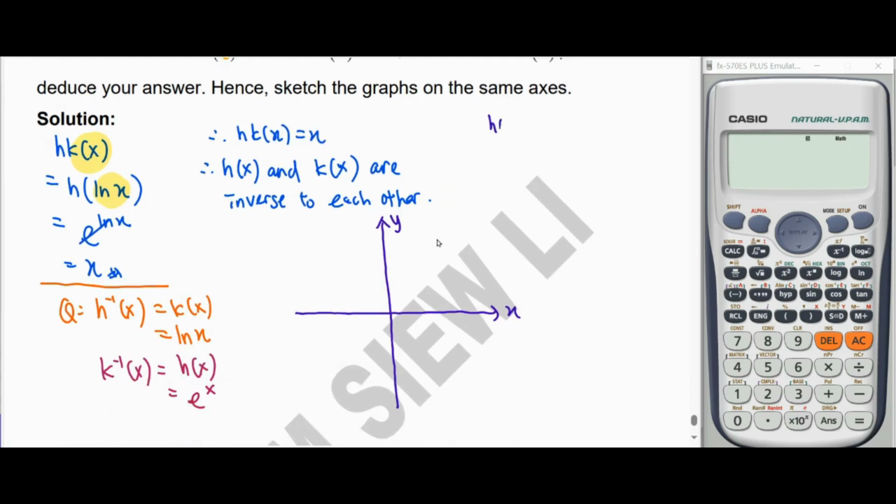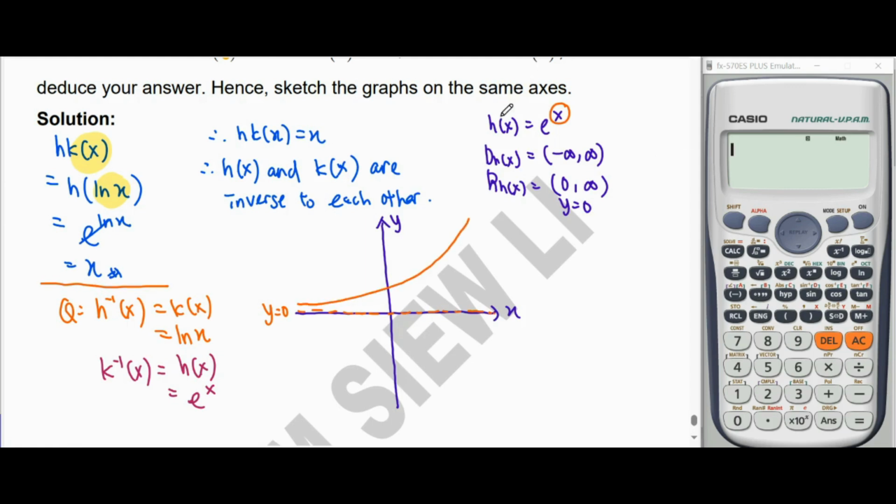So h(x) is an exponential function. Domain, it is always negative infinity to infinity. Their range, when we graph this exponential, we get 0 to infinity. So that means y equals 0 is our asymptote. So we have an asymptote here. And then the graph is going up here, and the power of x is positive, so it will shoot up to the right.